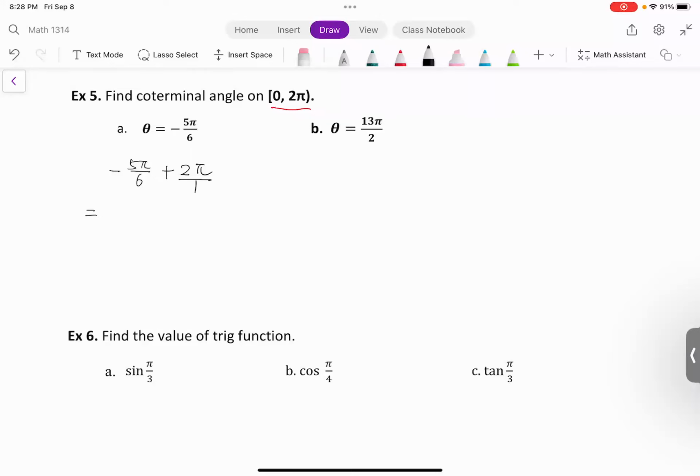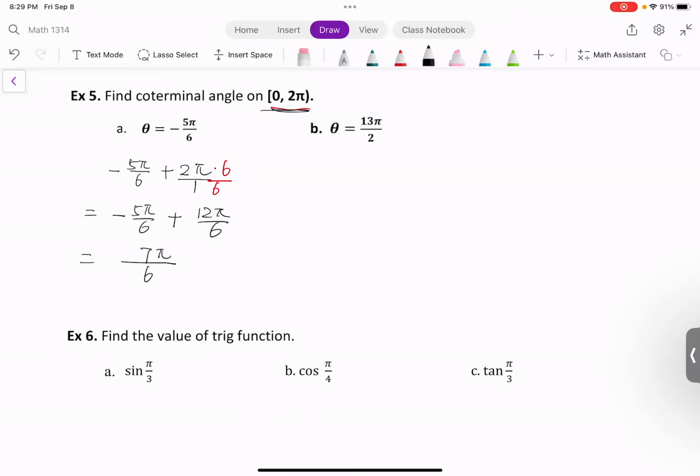So 2 pi equals 2 pi over 1. I can multiply the top and bottom by 6. Enlarge top and bottom at the same time. I'm having negative 5 pi over 6 plus, top is 12 pi over 6. They have the same bottom. Do the subtraction or addition on the top. Negative 5 pi plus 12 pi. That's 7 pi. Okay, I found the coterminal. That's 7 pi over 6. And also this angle is inside the range from 0 to 2 pi.